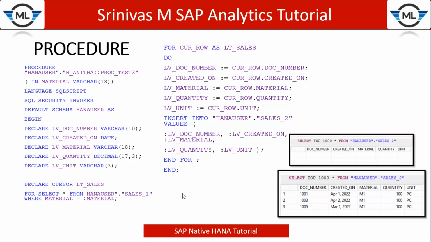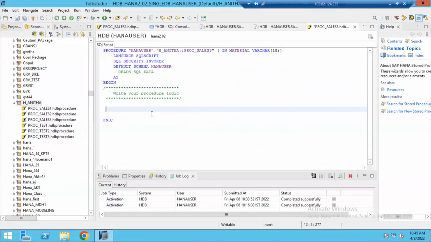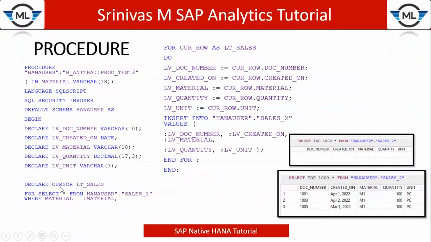Let's go into the system and write the code. Then I will try to explain how this code works in the Excel sheet. Okay. So first, I am going to declare one cursor like this. Declare cursor, and then I am going to write this SQL statement.